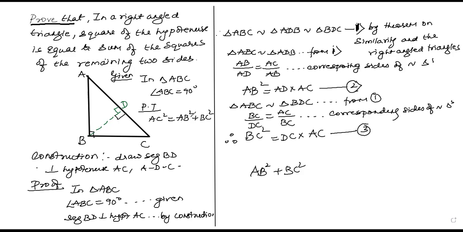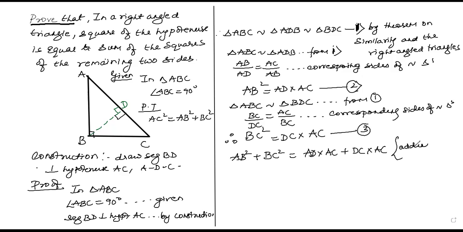Now what do I want in my answer? AB square plus BC square. So have a look here. I want AB square plus BC square, so adding 2 and 3. What will come? AB square plus BC square is equal to, when the left hand side is added, the right hand side is also added, AD into AC plus DC into AC. Reason: adding 2 and 3.